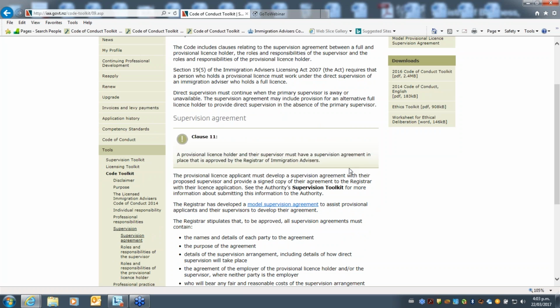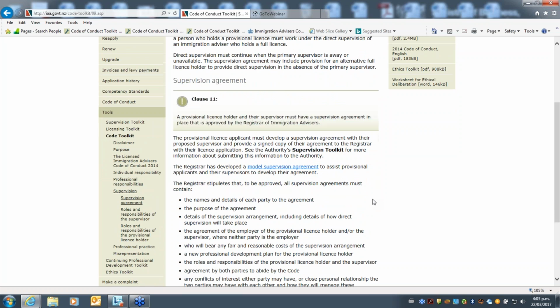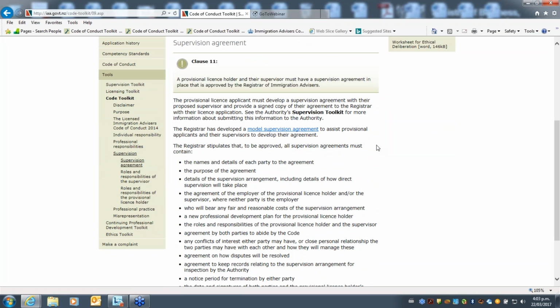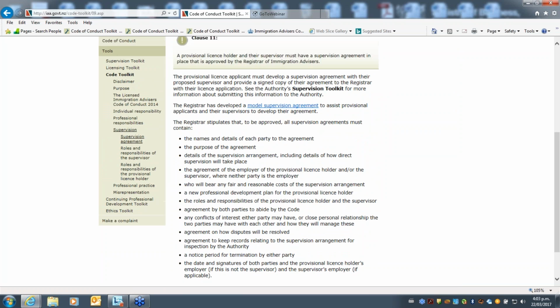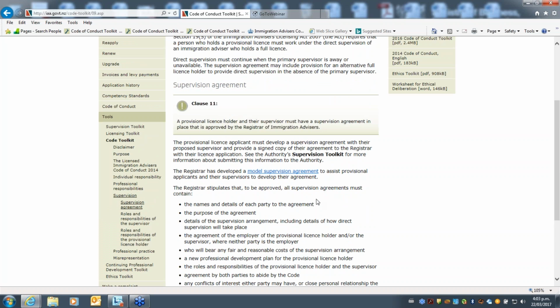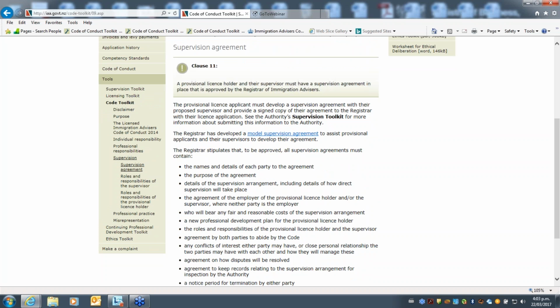a provisional license holder and their supervisor must have a supervision agreement in place that's approved by the registrar. So that will always occur when you get granted a provisional license, and that needs to include the requirements that we've got set out here and in the supervision toolkit.